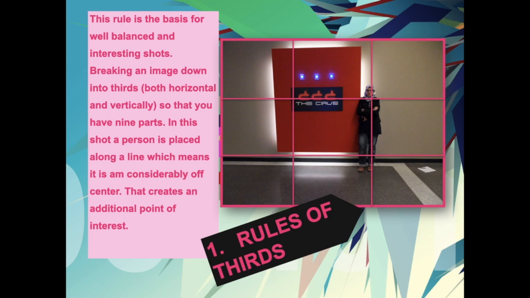First off is the rule of thirds. This rule is the basis for well-balanced and interesting shots. What you're doing is you're breaking down your frame into thirds, both horizontal and vertical, so that it has 9 parts. In the shot, a person can be placed along a line, which means they are considerably off-center. By utilizing this, you create an additional point of interest.